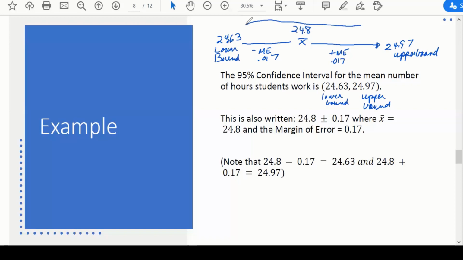And our total all the way across is called the width. And the width you can look at in two ways. It's 2 times the margin of error, or you can look at it as your upper bound minus your lower bound. Same thing.